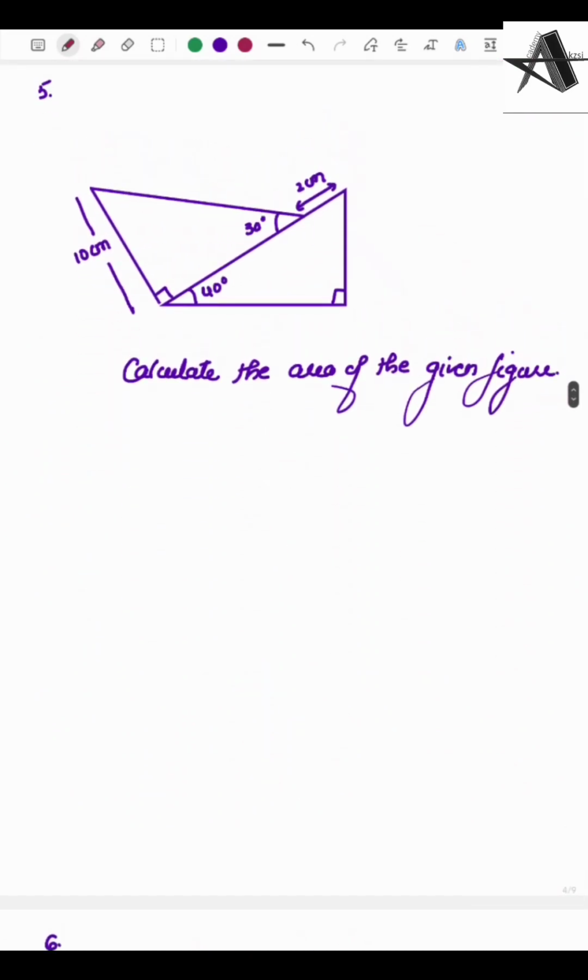Question 5 says calculate the area of the given figure, and again it's a combination of two different triangles. So we have to calculate the area of each triangle, add them up, and that will give us the area of this given figure. So we have two different triangles. Let me name it, because in this initial figure there is no naming, but we are labeling it. Let me say A, B, C, D and E. So I am taking triangle ABC first, and here triangle ADE.